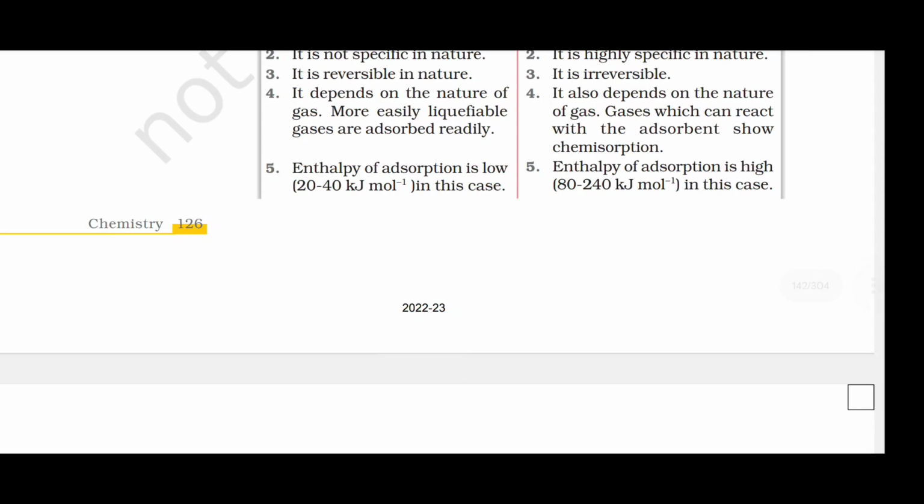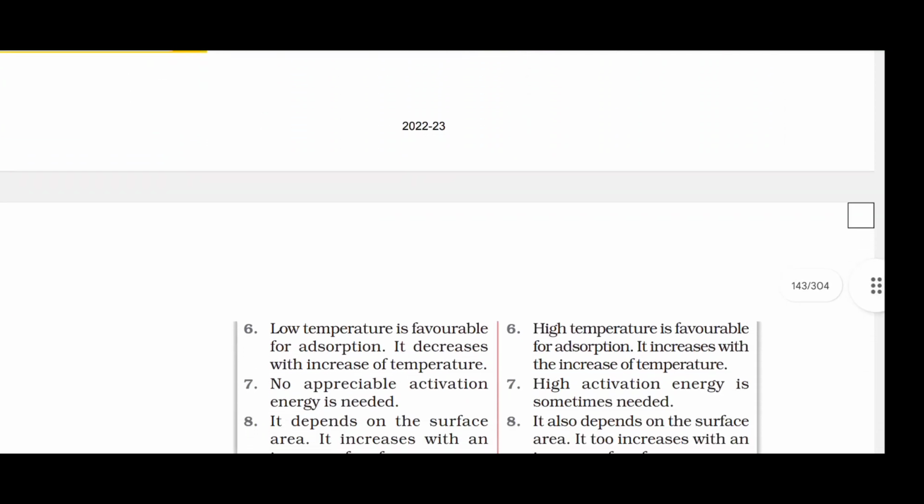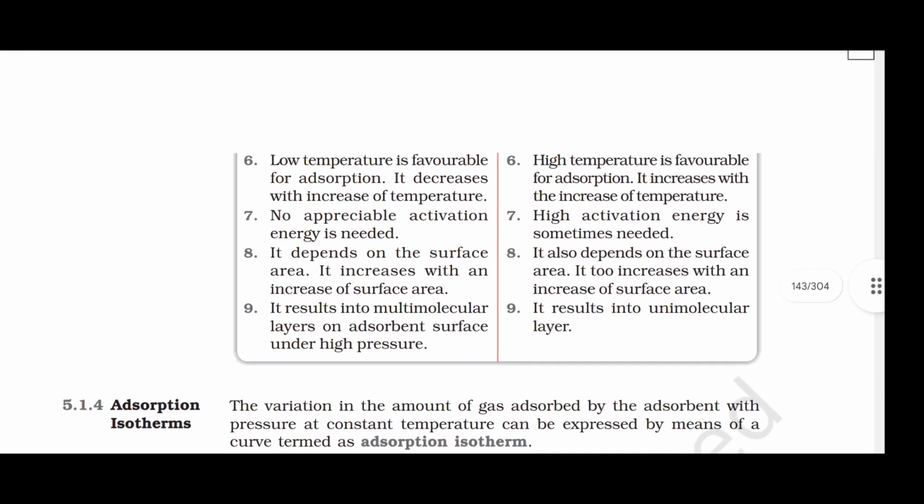Enthalpy of adsorption is low, that is 20 to 40 kilojoule per mole in physisorption, whereas enthalpy of adsorption is high, 80 to 240 kilojoule per mole in chemisorption. Low temperature is favorable for physisorption. It decreases with increase of temperature, whereas high temperature is favorable for chemisorption. It increases with the increase of temperature.